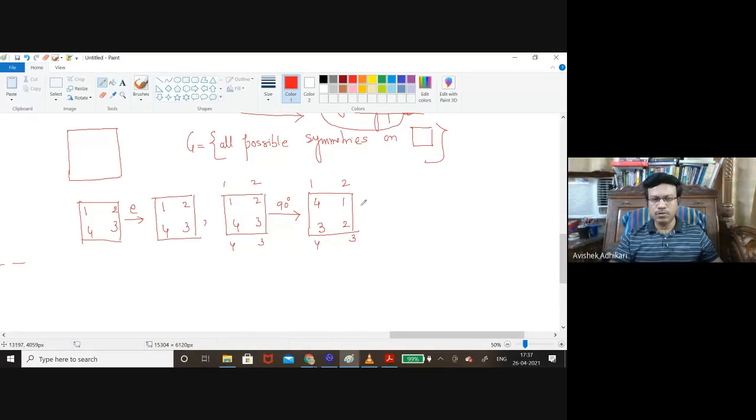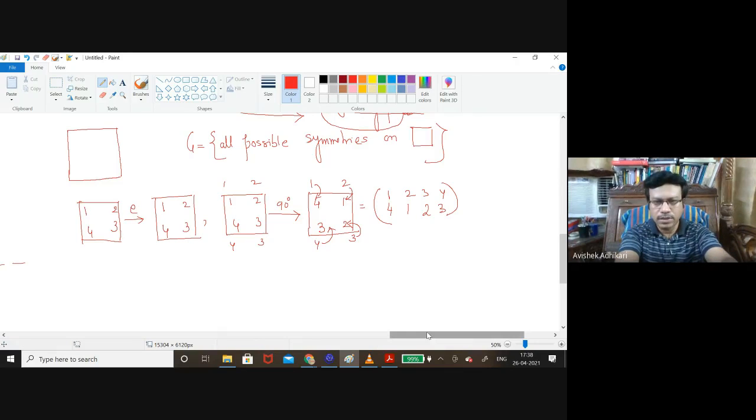So as a permutation notation, how do I write it? 1, 2, 3, 4. If I write like this, 1 goes to 4, 2 goes to 1, 3 goes to 2, and 4 goes to 3. Okay, so this is my notation. You can change it the other way around, anything that you like.